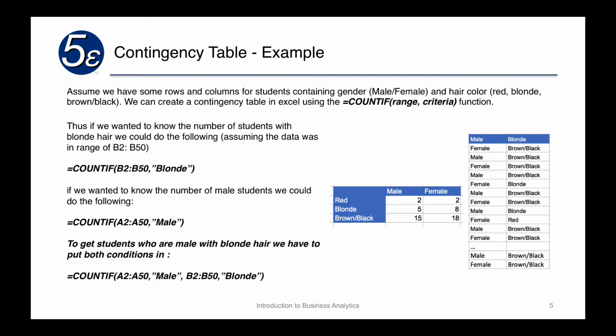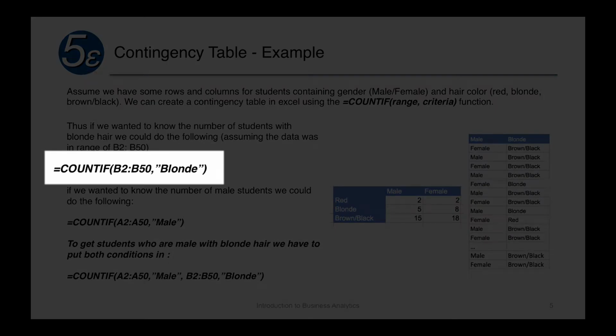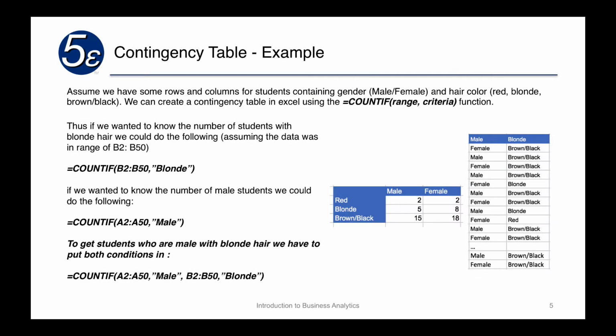Now in Excel, if we're going to do this, we're going to be using the Countif function. So let's assume that we have some rows and columns for students containing gender and hair color. We'll create the contingency table using a number of Countif statements where we'll have the range and a particular criteria. If we wanted to know the number of students with blonde hair, we would use the Countif function with the entire range, let's say B2 to B50, where the criteria was blonde, and it would give us that total number.